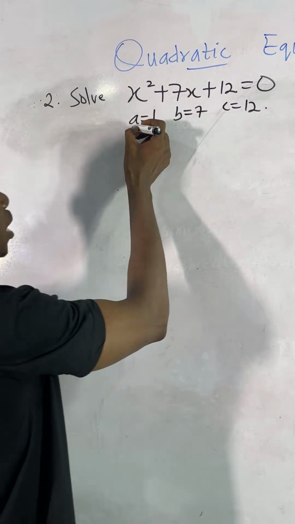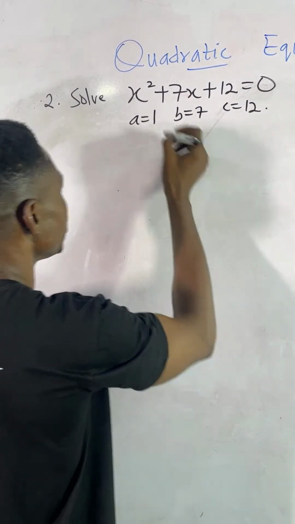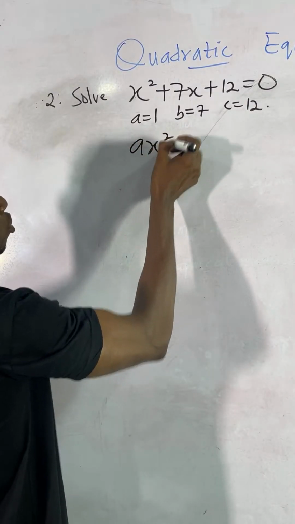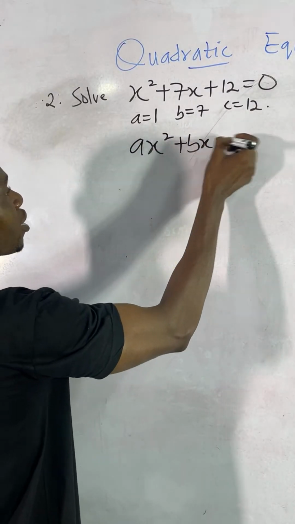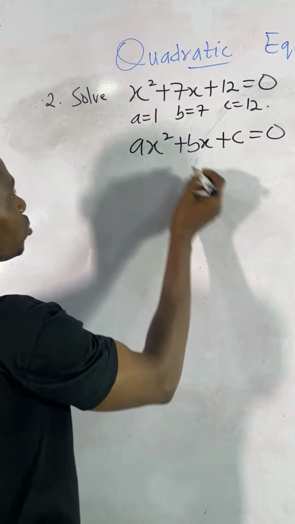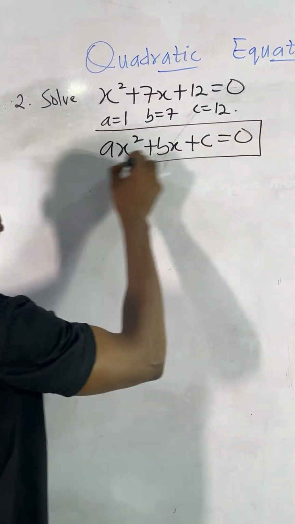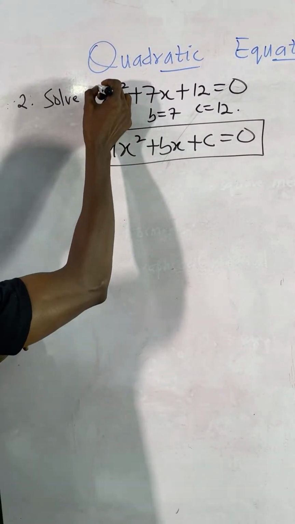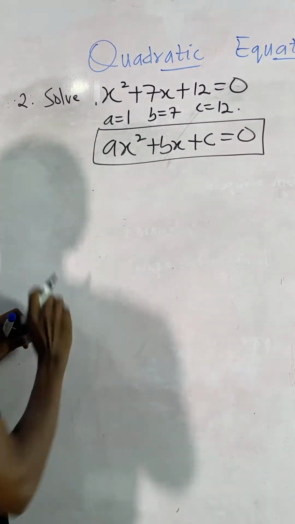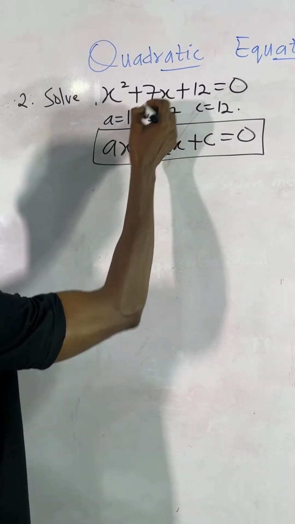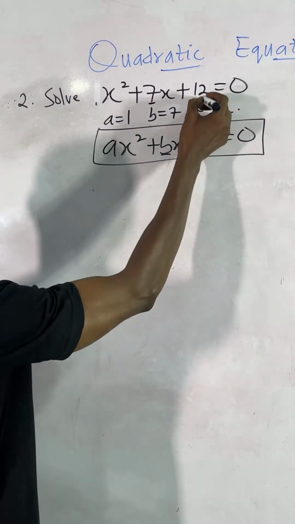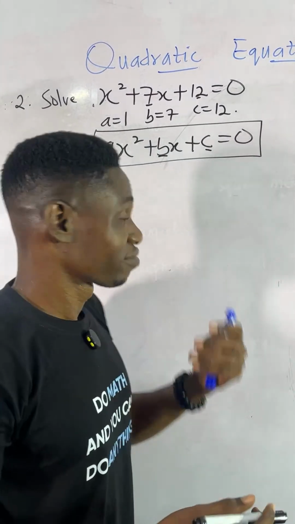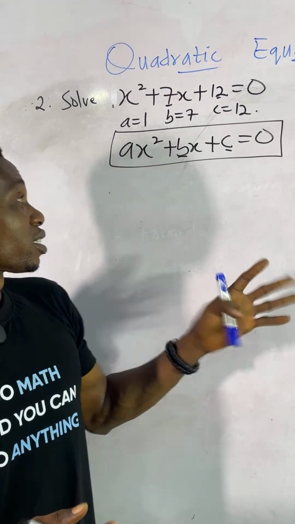If you don't understand how we're getting the ABC, remember that every quadratic equation looks like this: ax squared plus bx plus c equal to 0. If you compare with the question we're given, you see that A is 1, which will not be indicated, B is 7, and C is 12.